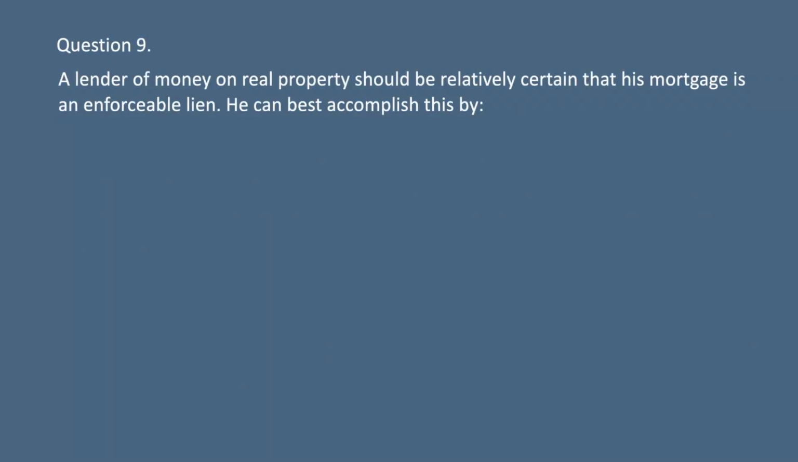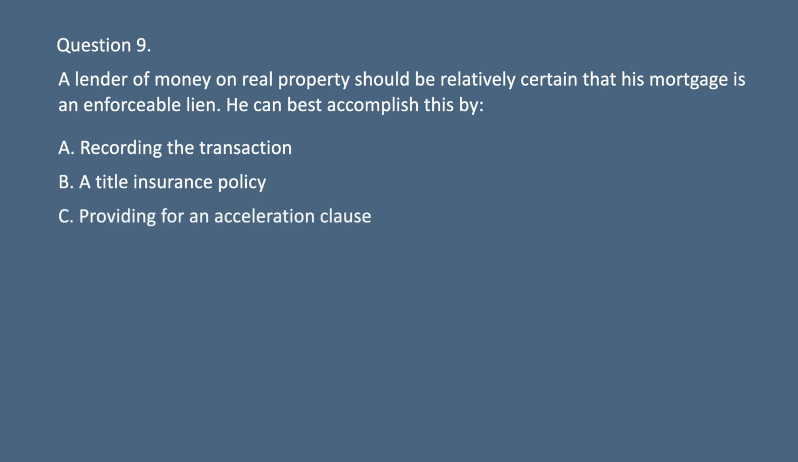Question 9. A lender of money on real property should be relatively certain that his mortgage is an enforceable lien. He can best accomplish this by A. Recording the transaction. B. A title insurance policy. C. Providing for an acceleration clause. D. A physical inspection of the property.